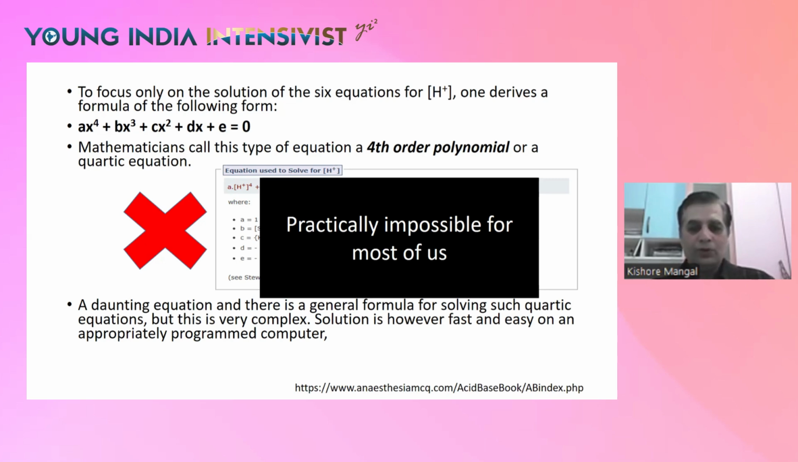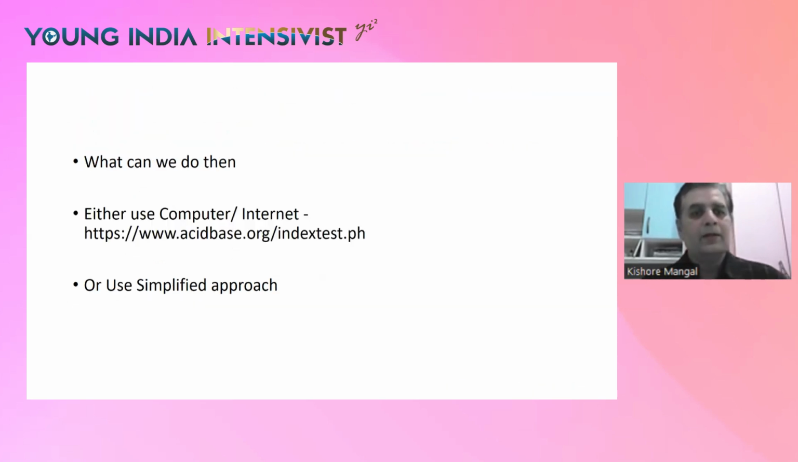No. Why? Because what we can do here is, of course, use a computer. We have one website, acidbase.org, where, if we have all the data from the ABG, we can put that data in and it will give you the answer. Or we can use our brains and simplify the complex equations into simple equations, which can be used at the bedside. And this is what we are going to learn in the next few slides.